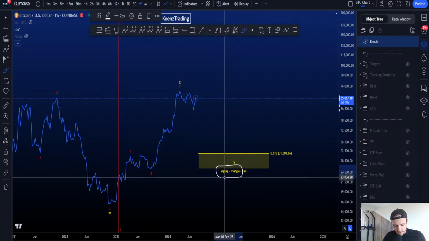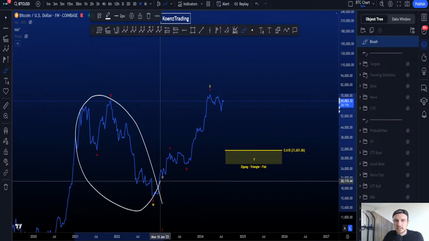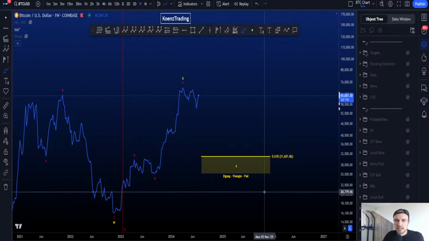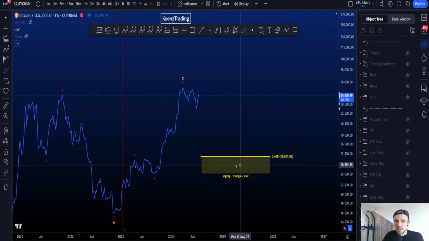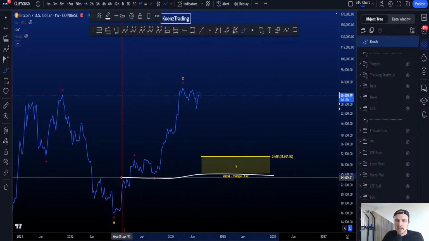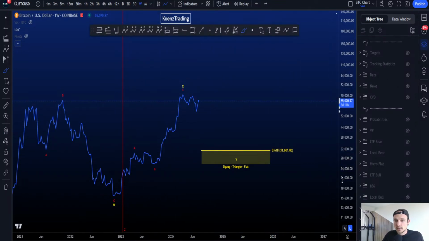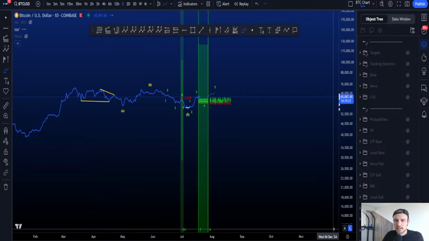The rule of alternation in a corrective structure increases probabilities that a W and a Y are two different structures and not similar structures. Now, a zigzag does have some higher probabilities compared to a triangle in a wave Y, and it is in nice confluence with the wave B range as well. So hey, that's interesting nonetheless. Okay, cool. We go to the daily time frame.